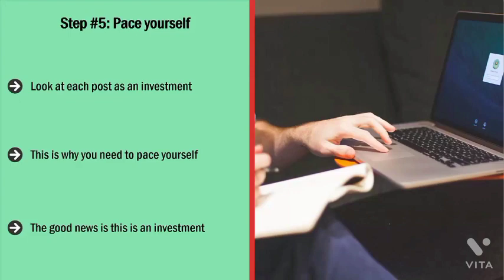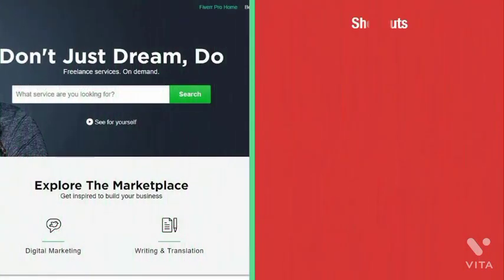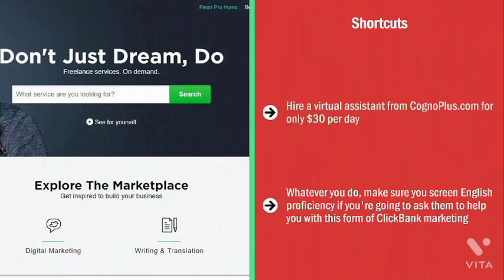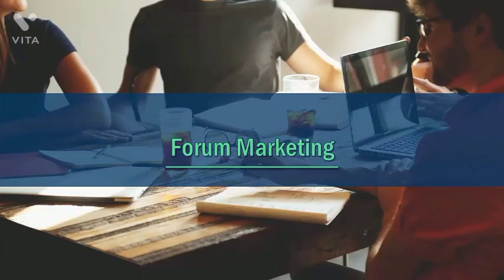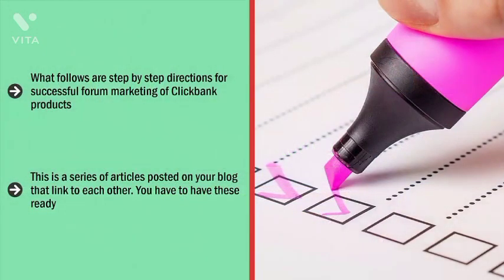Also, chances are people are actually going to click through. Shortcuts. Hire a virtual assistant from CongoPlus.com for only $30 per day. Not only can you set quotas with them, but they only list people who have a college degree and who have a strong command of the English language. Similarly, you can hire virtual assistants from places like Fiverr.com. Whatever you do, make sure you screen English proficiency if you're going to ask them to help you with this form of Clickbank marketing.